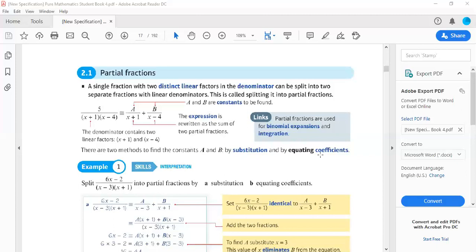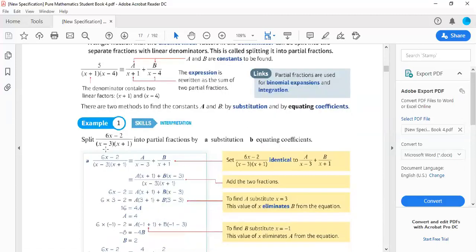So now we learn the substitution method. For example, write 6x minus 2 divided by (x minus 3)(x plus 1) in partial fractions by substitution. So this single fraction equals a divided by x minus 3 plus b divided by x plus 1. Now we have to find a and b.